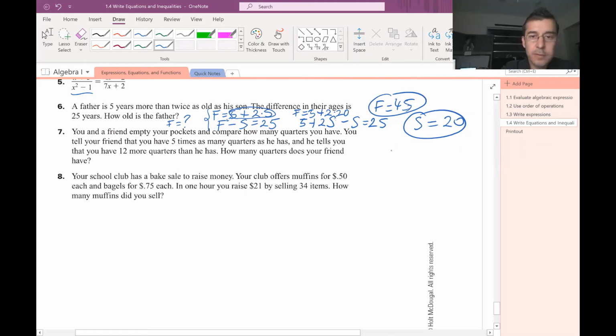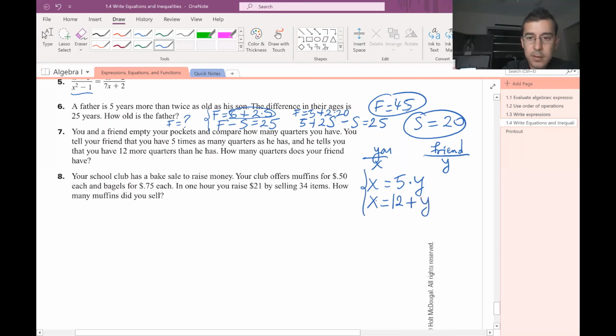Number 7, you and a friend. So let's say you is here and friend is here. You and your friend empty your pockets and compare how many quarters you have. You tell your friend that you have, let's say you is x and friend is y, you have 5 times as many quarters as he has. And he tells you that you have 12 more quarters than he has.